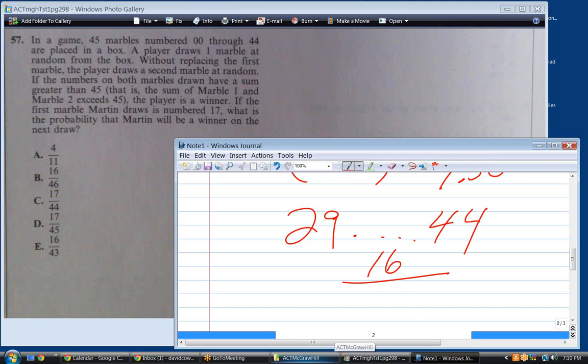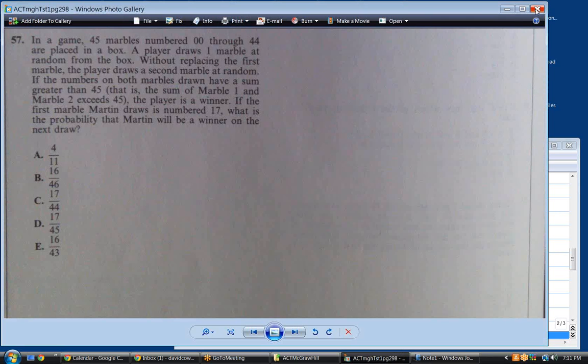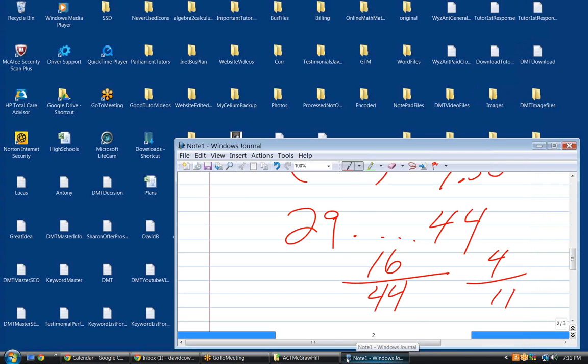Out of how many? 43. Because the first two were already picked out, right? Just the first one. He draws one marble, and without replacing the first marble, he draws a second marble at random. So there's now only 44. It's 4 over 11. A. Another toughie, but that's what we expect on problems numbered 57.